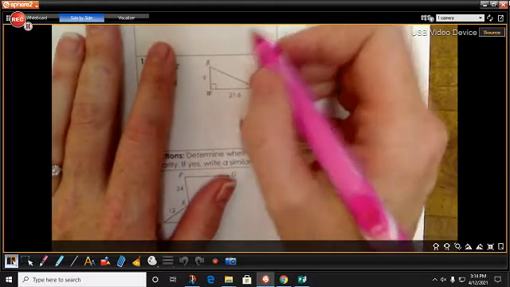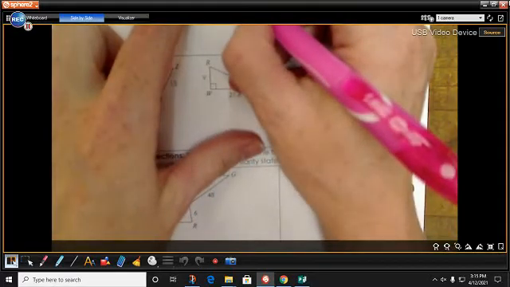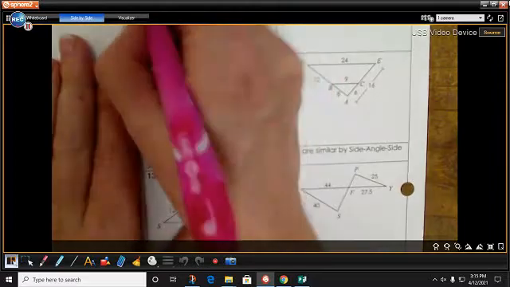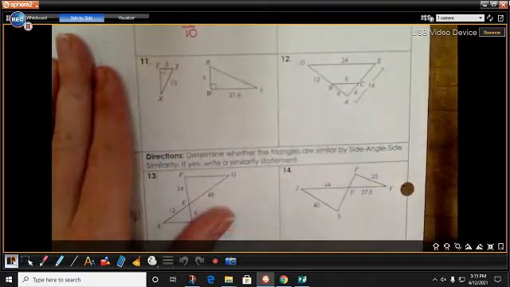Flipping over now. Let's try another one. So on this one, let's see. I need to figure out which sides seem to go with each other. Well, it looks like these angles almost look the same. And so I'm going to start with the one opposite. I've got a 16 and a 10. So I'm going to say that the 16 goes with the 10.